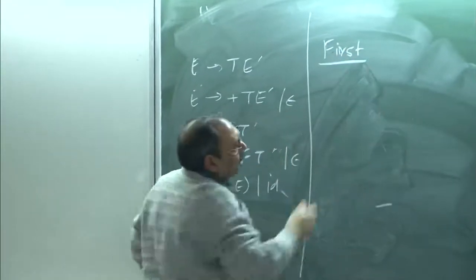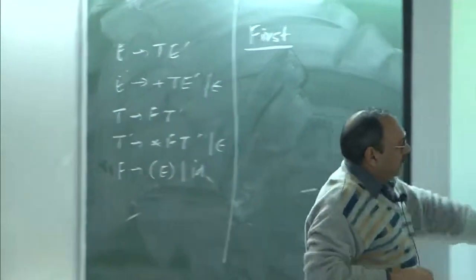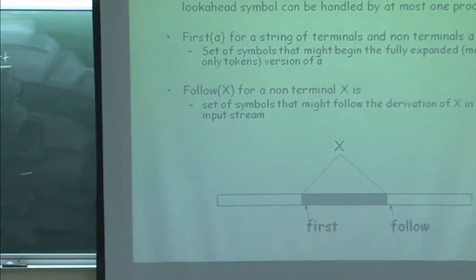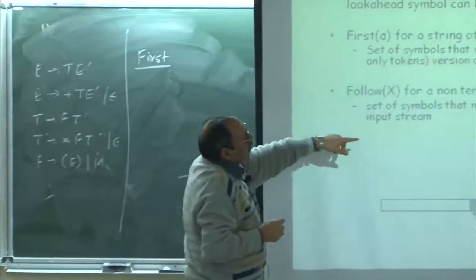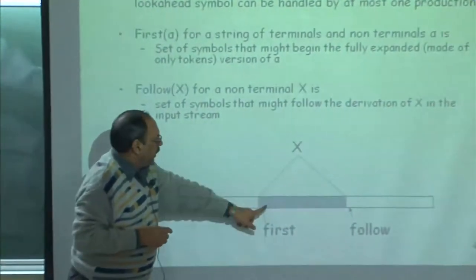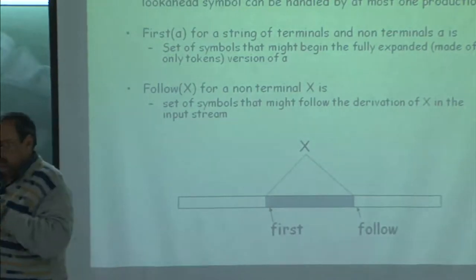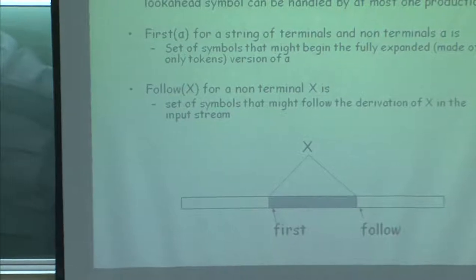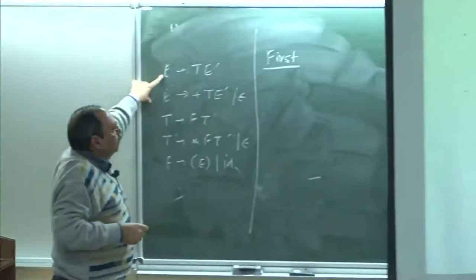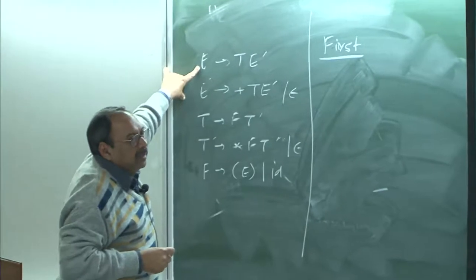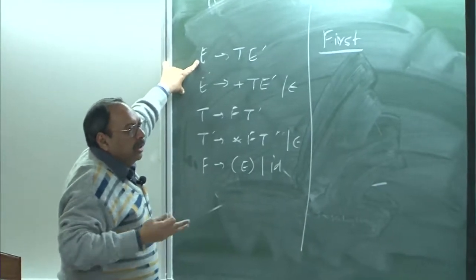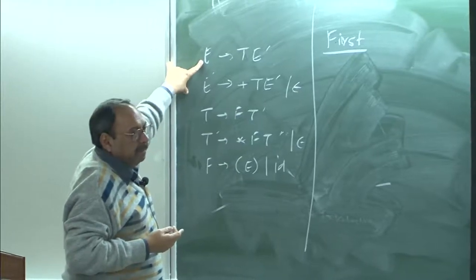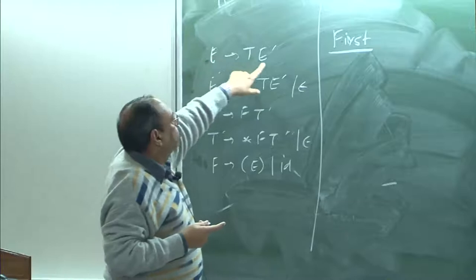I'll keep this definition in front of you, and then slowly I will try to develop the algorithm. This says that if I start any derivation from a non-terminal, let me find out the possible set of terminal symbols which can come. So let's look at this. If I start a derivation from E, what are the possible terminal symbols which can come into a string derived from E? Now, how many rules do I have for E? Only one rule, which says E goes to T E prime.